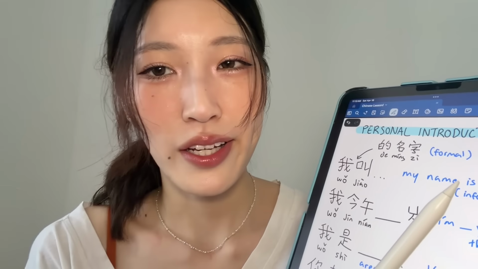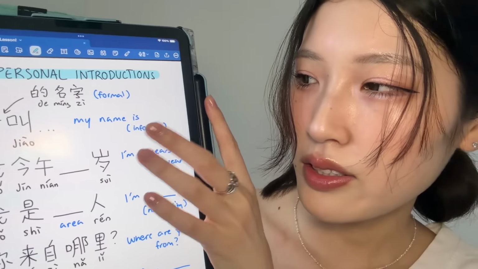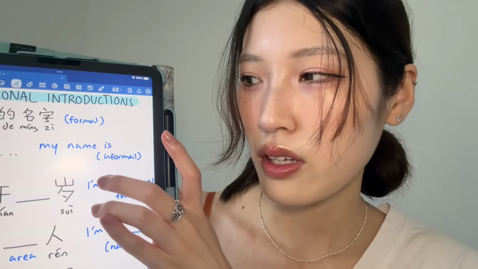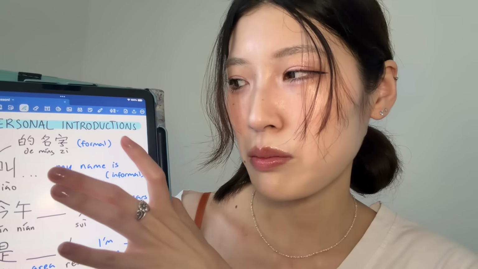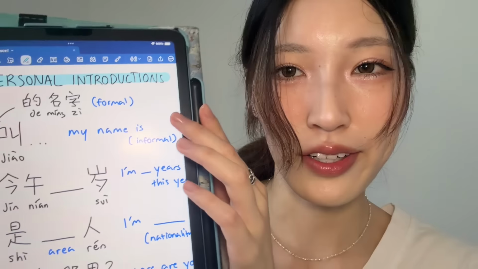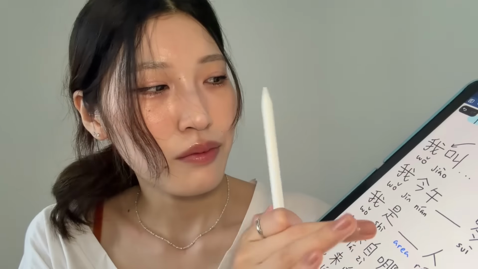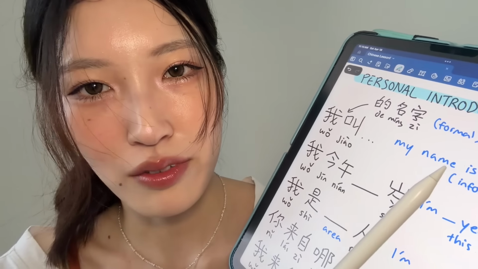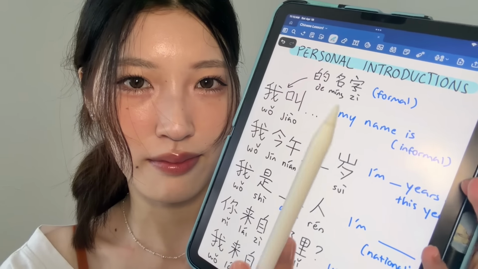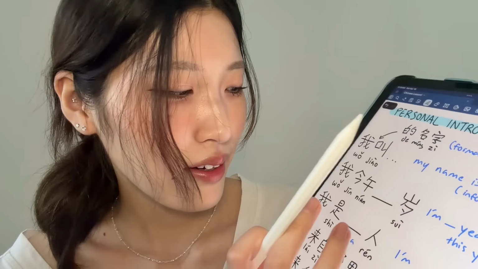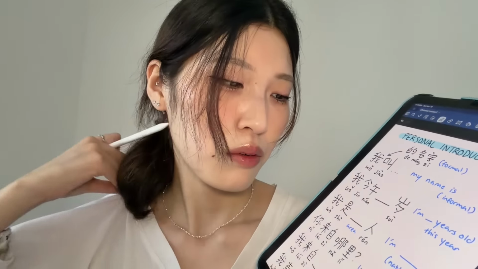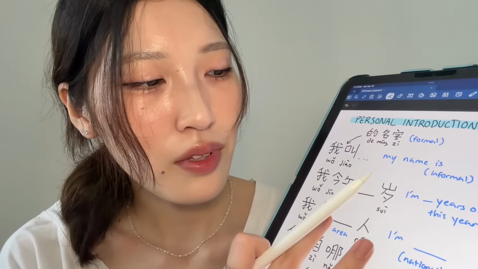And if you want to be a little more informal, you can say 我叫 and then your name. So 我叫谁? I think most people say 我叫 more, but obviously it depends a little bit on your context. So let's try saying the informal version. So 我叫 your name. Okay, great.